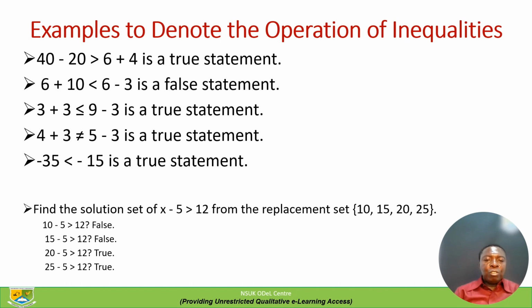So find the solution set of x minus 5 greater than 12 from the replacement set 10, 15, 20, 25. You can see that 10 minus 5 greater than 12 is false. 15 minus 5 greater than 12 is false. 20 minus 5 greater than 12 is true. 25 minus 5 greater than 12 is also true.